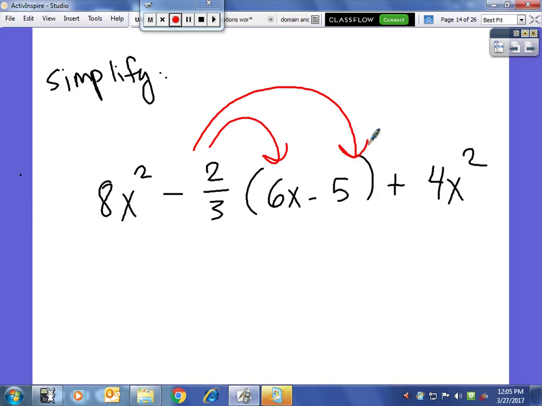If you don't know how to multiply fractions, use your calculator, but make sure you put the fraction in parentheses because a fraction is its own division problem. So you could do -2/3 in parentheses times 6, and your calculator will tell you the answer. And then -2/3 in parentheses times -5, and the calculator can tell you the answer. Emily, get busy.